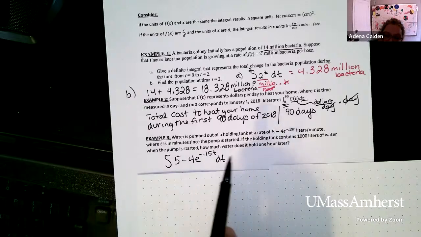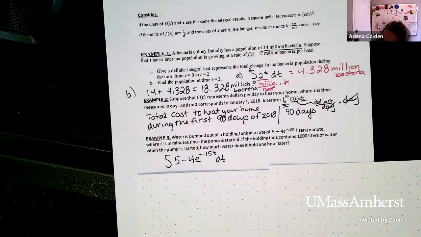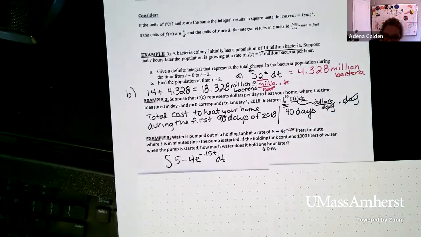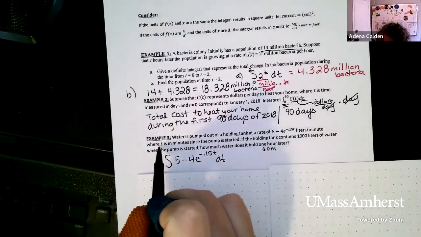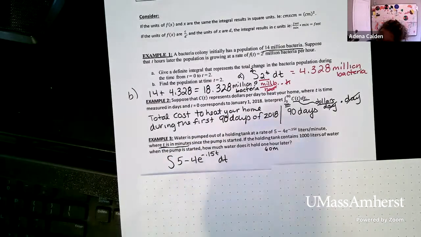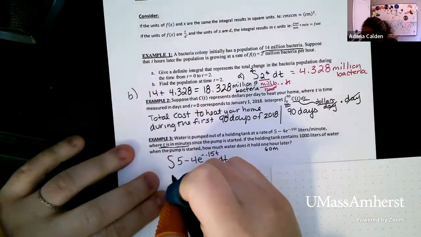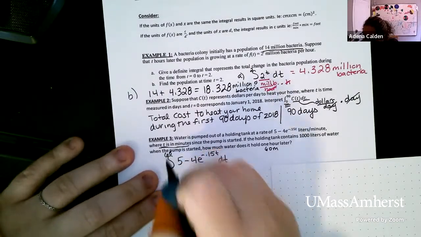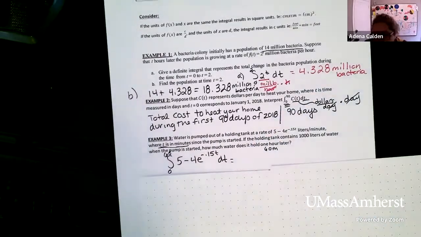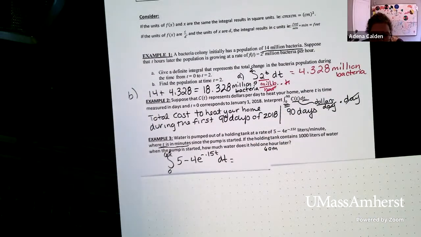So this says how much water does it hold 1 hour later? Well, we have to remember that 1 hour is 60 minutes. So the units on your bounds have to be the same as the units of your variable. So here, that was a little tricky. We're going to go from 0 to 60. So maybe you picked up on that, maybe you didn't. But if you didn't, write a little note to make sure that those units are going to agree.